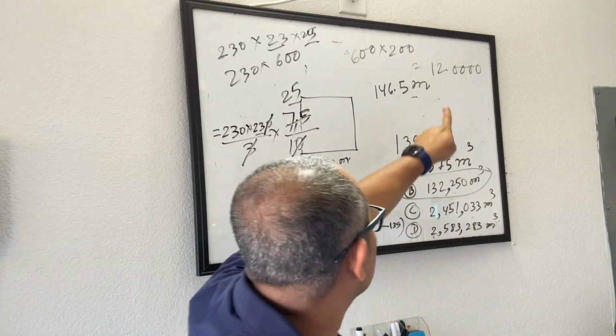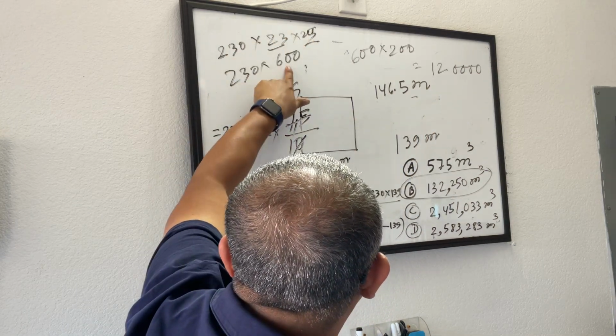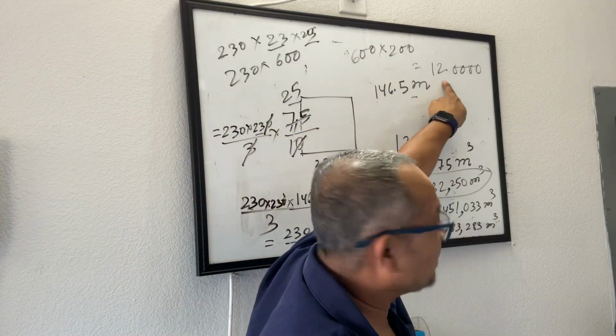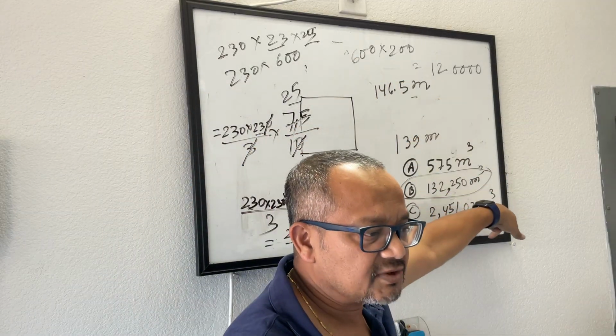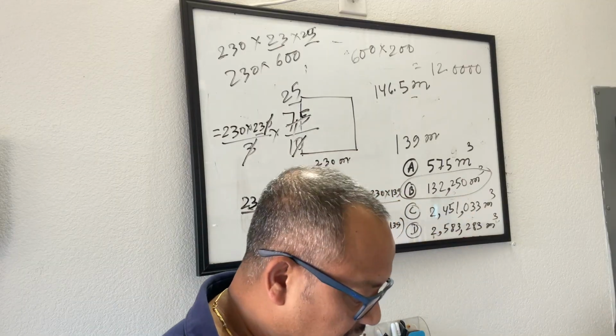Yeah, because I did an approximation here, right? 23 into 25, I said 600, and then 230 I rounded to 200, and I was getting somewhere around this. This is the best I could get. This is the best possible option that we have.